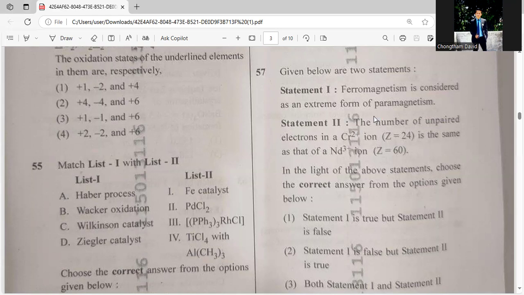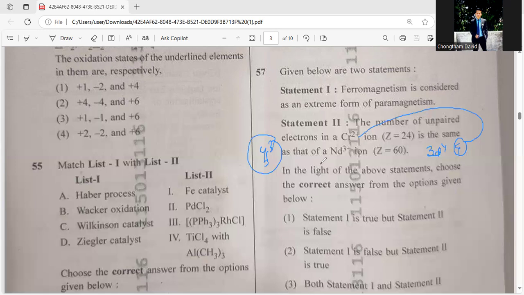And statement number 2, in this, chromium atomic number you have here is 24. Okay, chromium 24, that means it is 3d4. You have how many unpaired electrons? 4 unpaired electrons in case of chromium, and in neodymium you have 3 unpaired electrons because it has 4f3 configuration. So they are not the same. So statement 1 alone will be the answer and 2 is false. So option 1 will be the answer for question number 57.